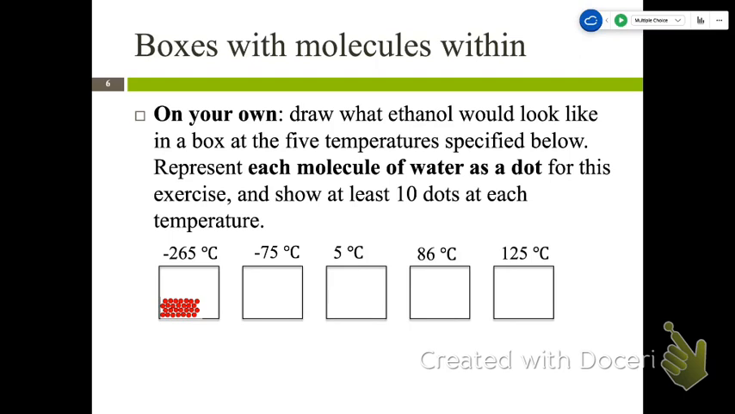So negative 273.15 Celsius is absolute zero, or 0 Kelvin. So we do have some movement. If we were to zoom in and look at that and give it a little bit of time, we'd see a little bit of buzzing, a little bit of vibration in those molecules. Then we're going to warm it up to negative 75 and have that box next to it.